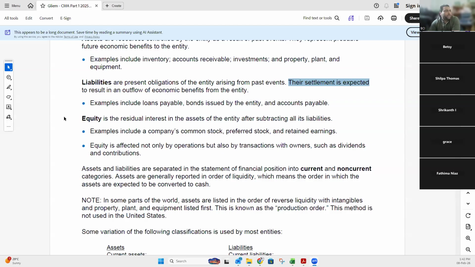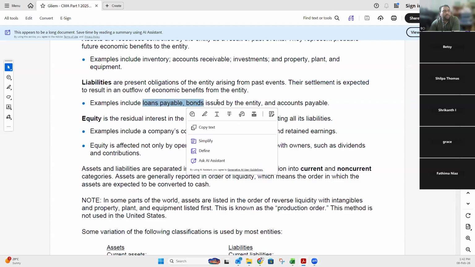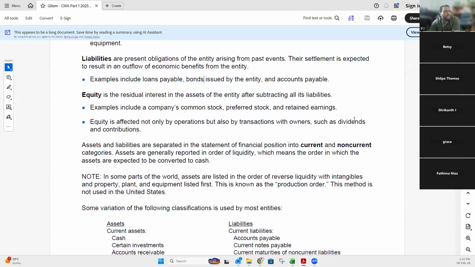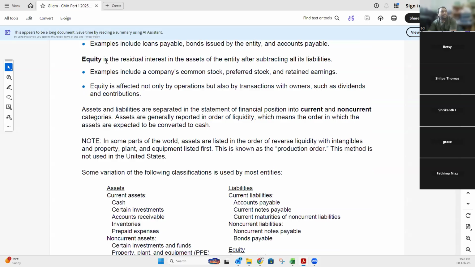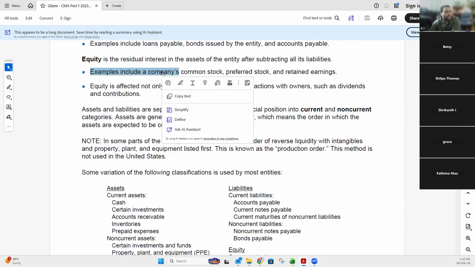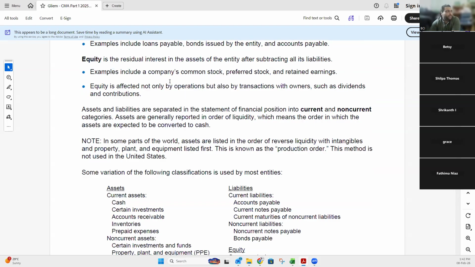Okay. So examples include loans payable, bonds issued by the entity, and accounts payable. Then equity is the residual interest in the assets of the entity after subtracting all its liabilities. Examples include common stock, preferred stock, and retained earnings. Then equity is affected not only by operations but also by transactions with owners, such as dividends and contributions.